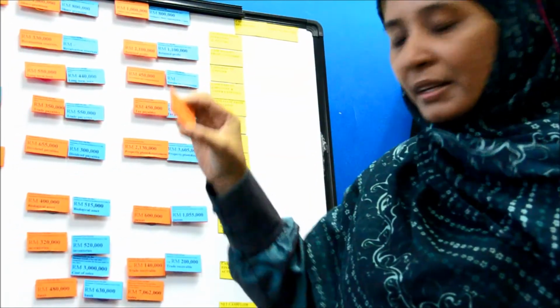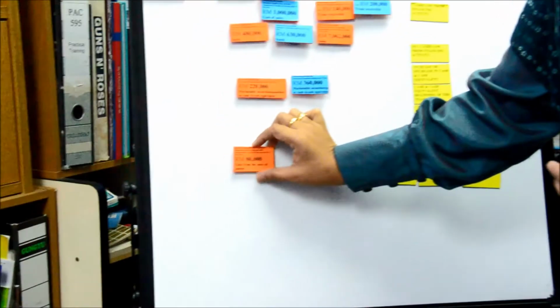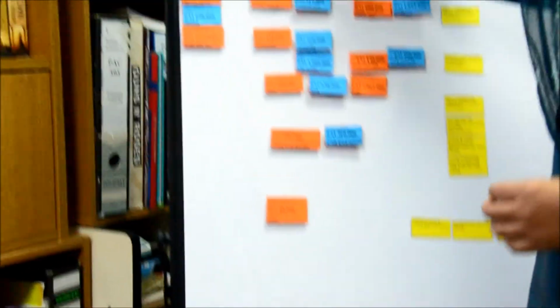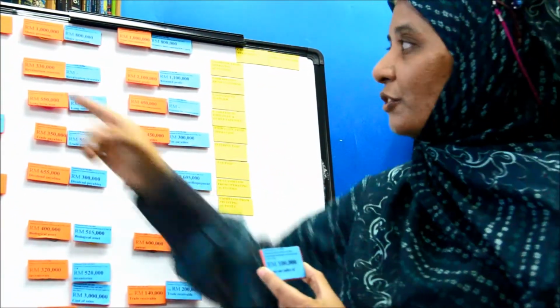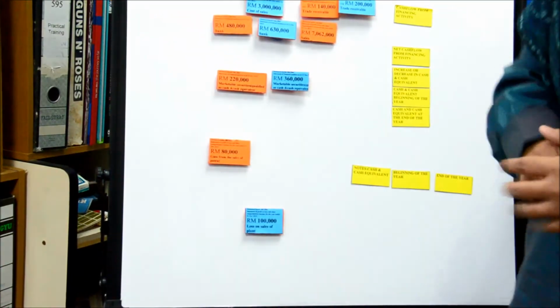So this is credit. Put it on the debit side of the disposal account. Right, and then move further to the other information about loss on sales of plant. The loss means expense to the account. So this is your debit, so post to the other credit side of the disposal account.